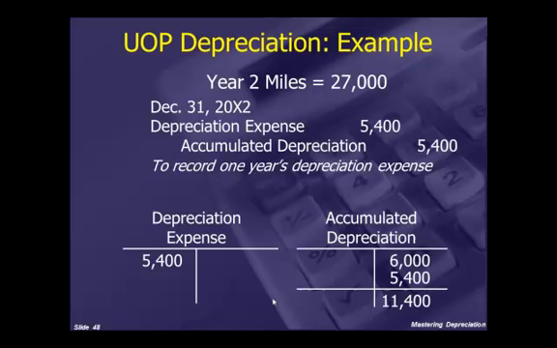Depreciation expense is a temporary account that closes out at the end of each year, so we're only seeing 1 year's depreciation expense being recorded. Accumulated depreciation is a permanent, or real, account, where we keep the balance from 1 year and continue to update it. So we've got year 1 and year 2 with a total ending balance of 11,400.